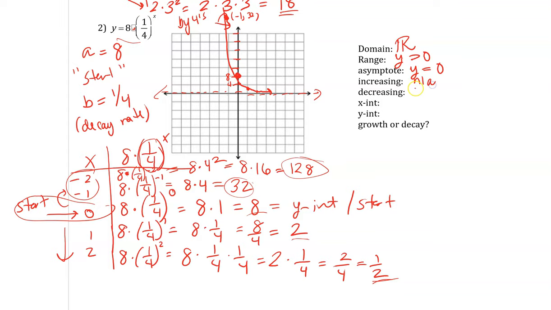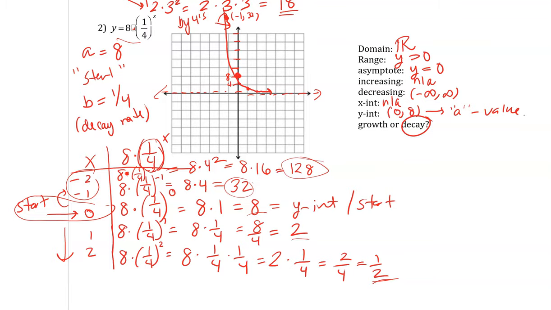This function is strictly decreasing because it's decay. There's no x-intercept, right? These are all parent functions. And my y-intercept is my a value, right? 0, 8, my starting point.